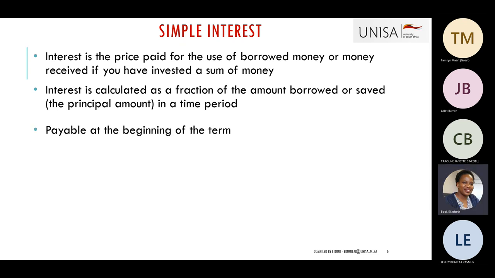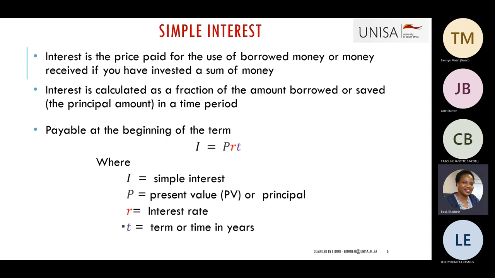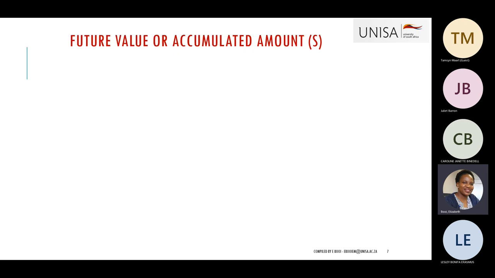Like I said, it is payable at the beginning of the term. And interest, because it's an amount, remember? An interest is an amount and an interest rate is that percentage or that fraction, or the proportion that you're going to use to calculate how much. So in terms of interest, the formula we use is I, that represents interest. It's given by your principal amount or your present value times the rate, which is the interest rate, times the term or the period, which is how long you're taking out or saving that money for. So I is equal to PRT, which is easy and straightforward.